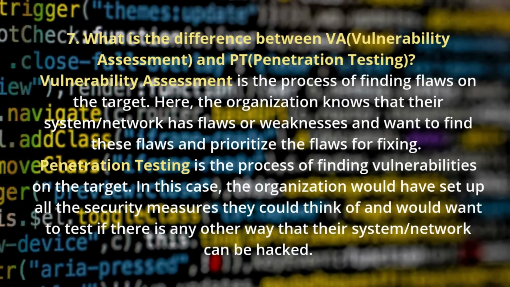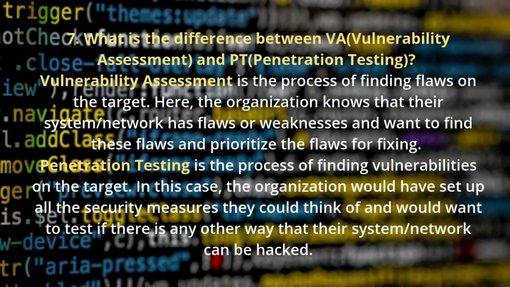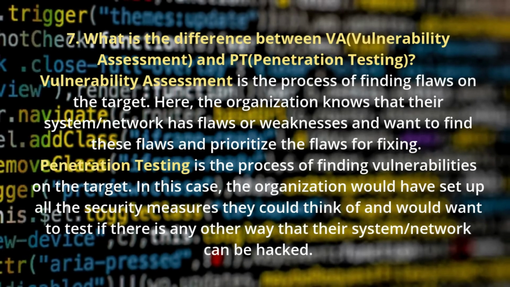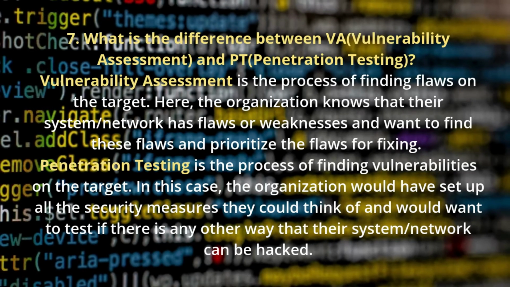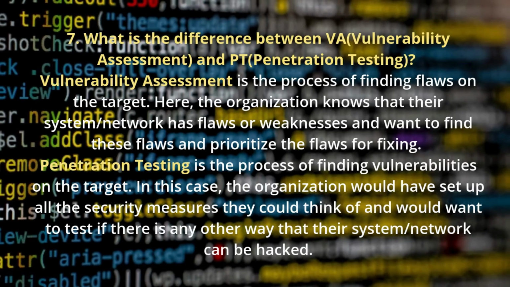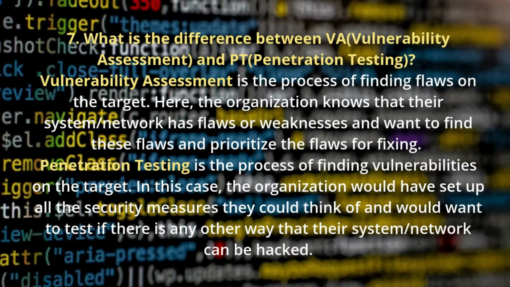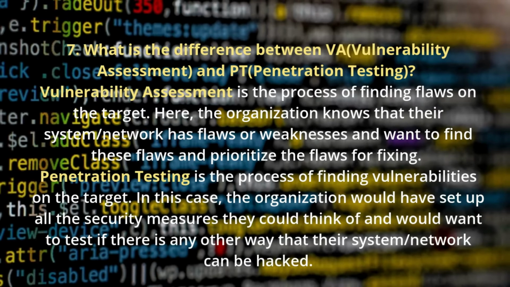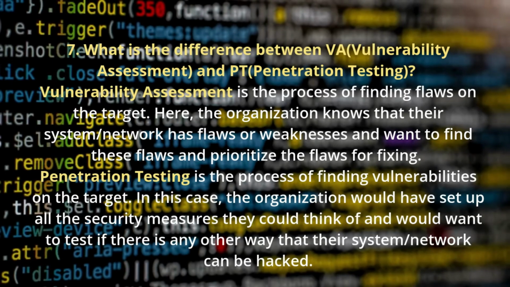7. What is the difference between VA, vulnerability assessment, and PT, penetration testing? Vulnerability assessment is the process of finding flaws on the target. Here, the organization knows that their system or network has flaws or weaknesses and wants to find these flaws and prioritize them for fixing. Penetration testing is the process of finding vulnerabilities on the target. In this case, the organization would have set up all the security measures they could think of and would want to test if there is any other way that their system or network can be hacked.